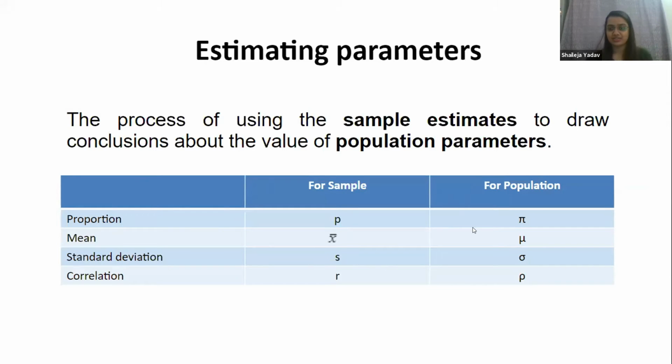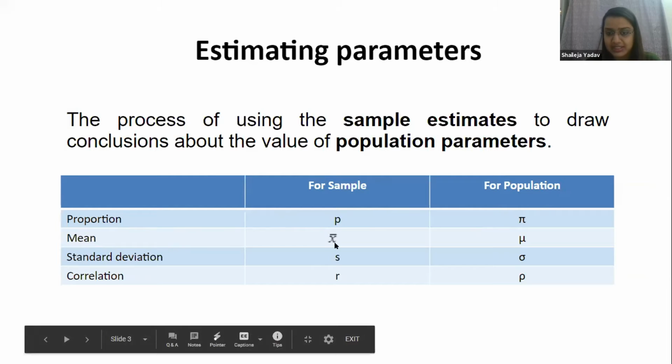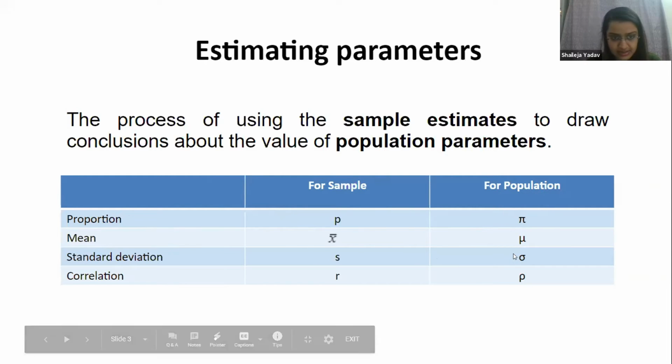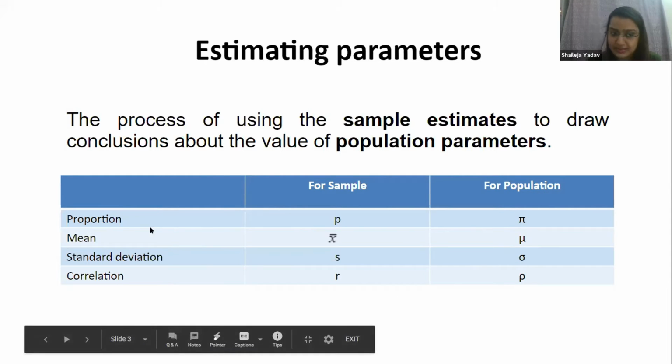This slide is just to make you comfortable with the symbols that you will come across while you do your literature search or literature review. For a sample, when we are measuring a proportion, let's say the proportion of the population suffering from this disease, the symbol that we use is a small p, and for the population, the symbol is pi. For the mean, this is the symbol that we use, and for the population, it is mu. Similarly, we have symbols for standard deviation and for correlation. I will just leave this slide here.